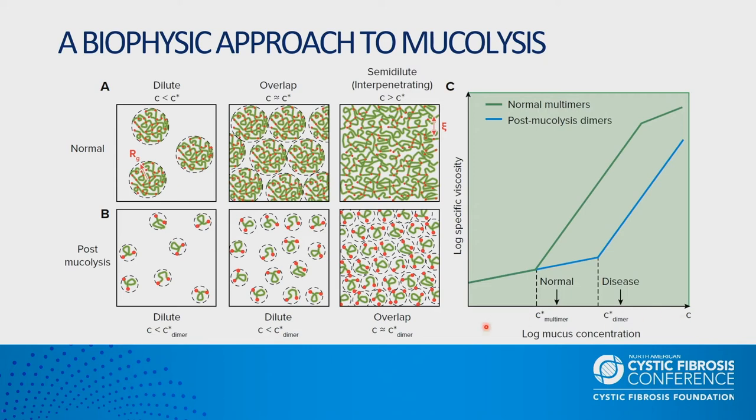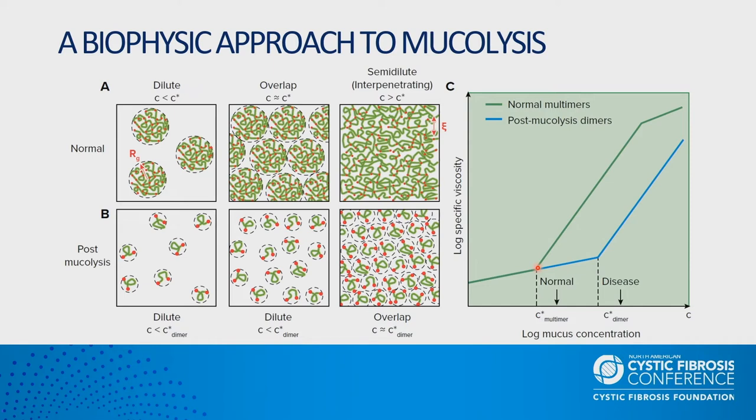In this graph, we have the changes in viscosity as mucin concentration goes up. The green line depicts the behavior of normal mucus, which is composed of very large multimeric polymeric mucins. This is C star, the famous overlap concentration. Below C star, the viscosity of mucus increases linearly with the concentration of mucin. In this phase, mucus acts like just a regular solution of proteins. It doesn't have gel-like properties. Above C star, mucus viscosity starts increasing to the third power of mucin concentration. At this point, mucus starts becoming a gel.